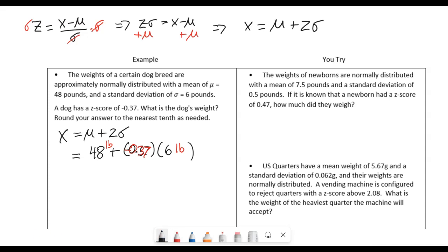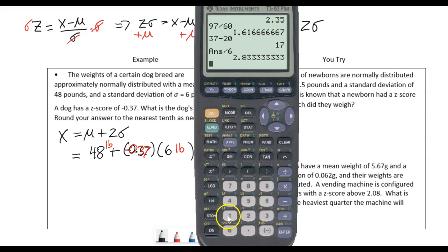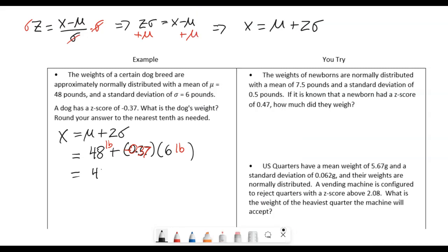So let's see what our calculator gives us for the real weight of this dog. 48 plus parenthesis negative 0.37 parenthesis times 6, 45.78. Okay, that's all it takes.